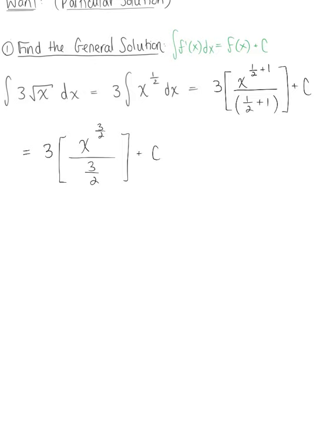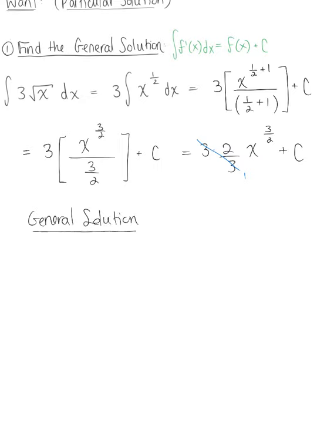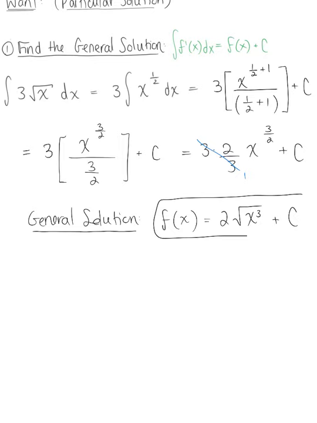And we know fractions in the denominator will flip. So we have 3 multiplied by 2/3 times x to the 3/2 plus c. And these 3's will cancel each other out, leaving us with the general solution. Or we can say the general solution, or the general curve, defined as f of x is equal to 2 times the square root of x cubed plus c. But again, we don't want the general solution, we want the particular solution.